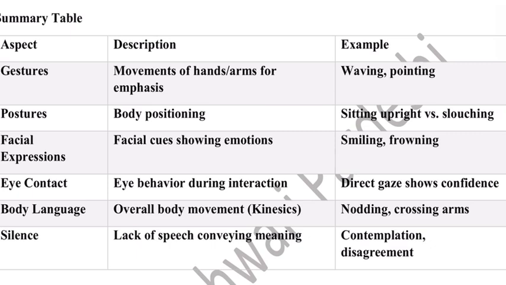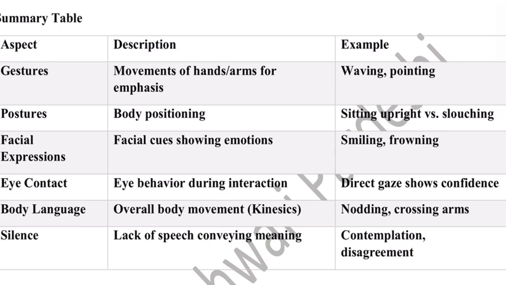Secondly, we have postures. For example, body positioning. You are sitting in a lecture and slouching on a bench. By this, the teacher will understand that you are feeling lethargic, uninterested in what is going on in the class, right? If you are sitting upright, then the teacher will also get to know that you are interested and paying attention to what is being taught, what is being told by the teacher. So that is why postures also speak non-verbally a lot of things.